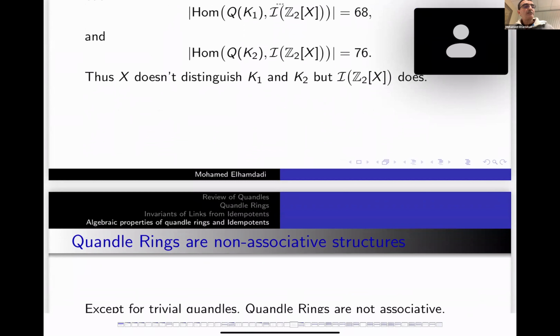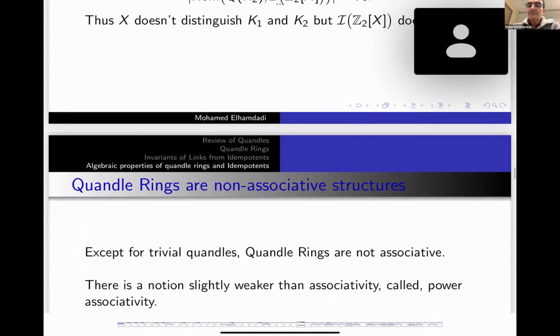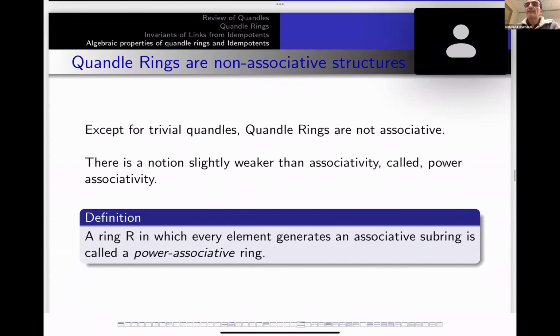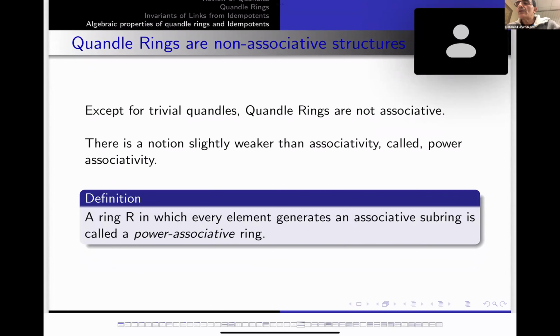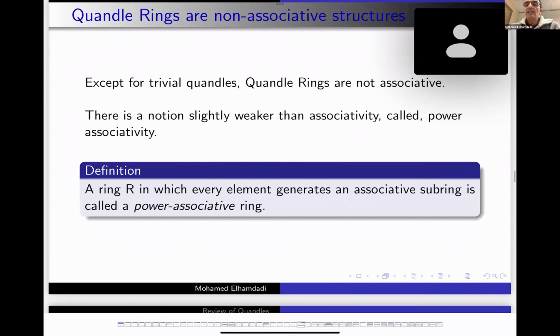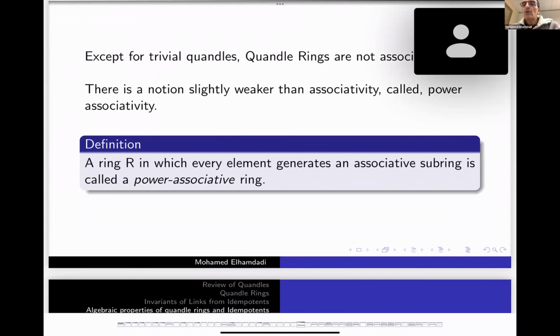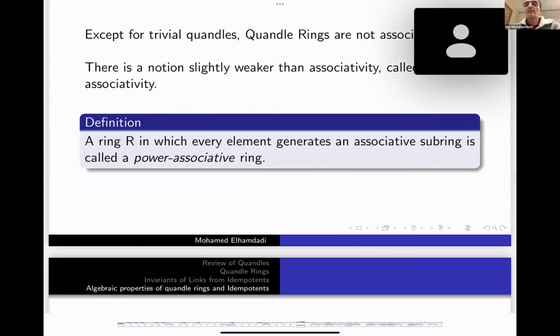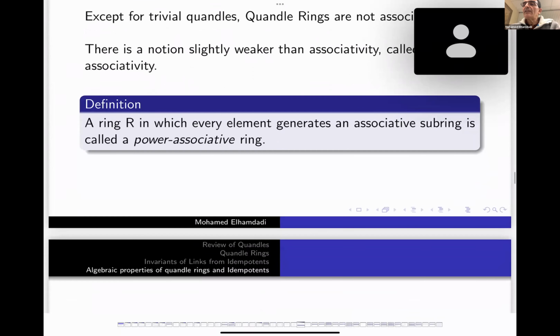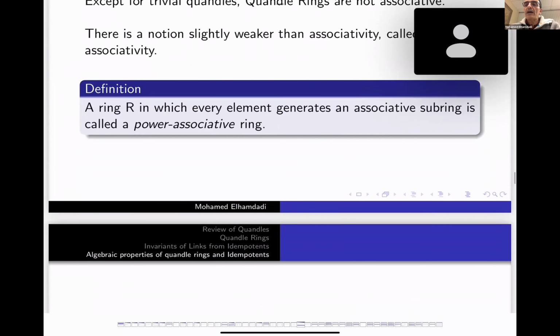Now I will talk a little bit about more algebraic aspects of quandle rings. As I mentioned earlier, except for the trivial quandle, these are non-associative rings. Whenever you have a non-associative algebraic structure, you can consider a weaker notion of associativity called power associative. Here ring means, as Albert says, associative or non-associative ring in general. If every element generates an associative subring, it's called power associative.